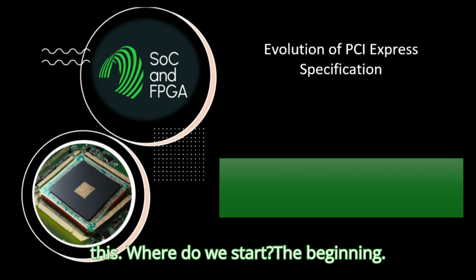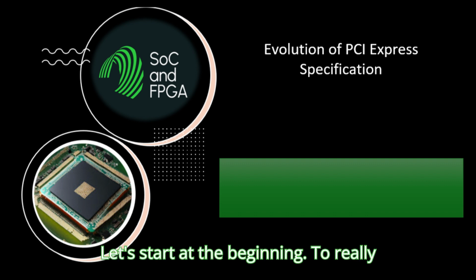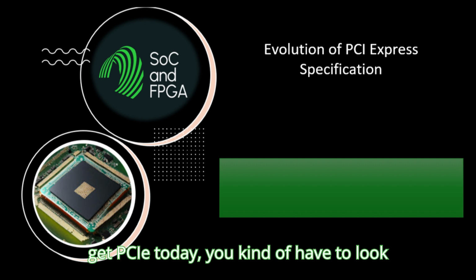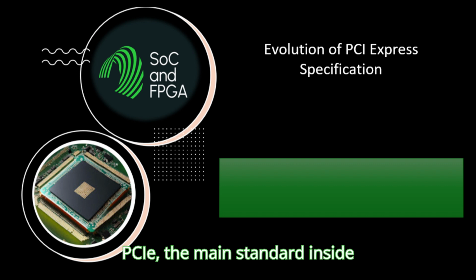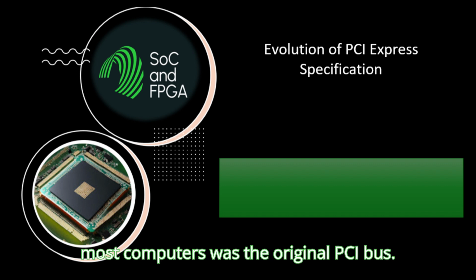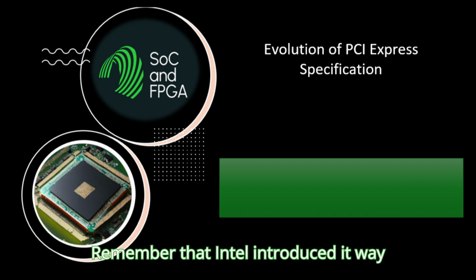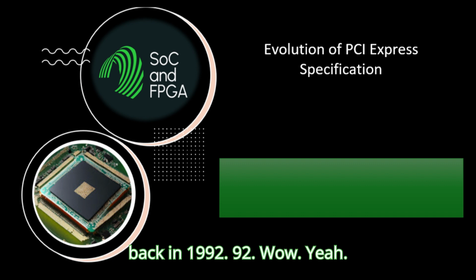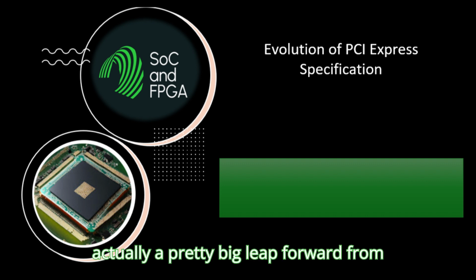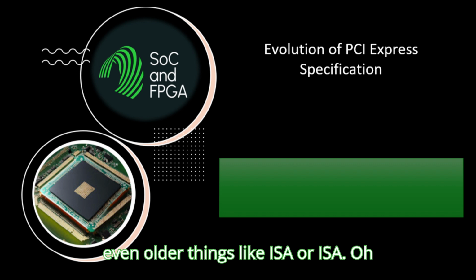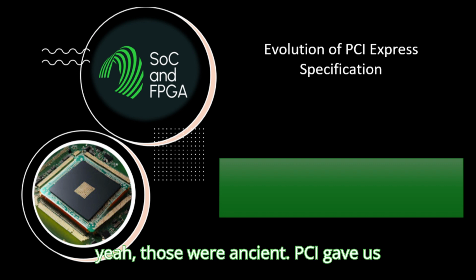Okay, so let's unpack this. Where do we start? The beginning. Let's start at the beginning. To really get PCIe today, you kind of have to look back at what came before it. Okay. Before PCIe, the main standard inside most computers was the original PCI bus. Remember that? Intel introduced it way back in 1992. Wow. Yeah. And it was a parallel bus. It was actually a pretty big leap forward from even older things like ISA. Oh, yeah, those were ancient.